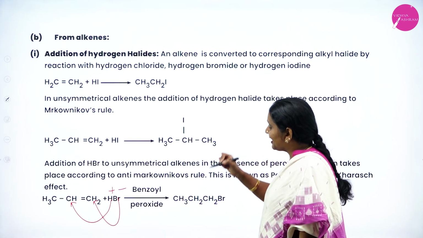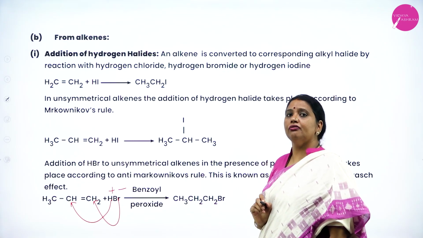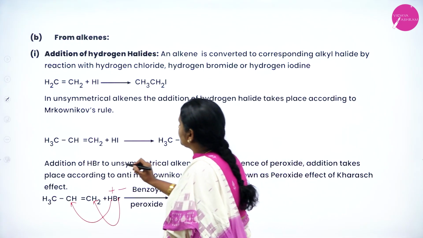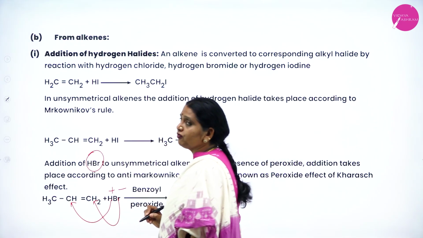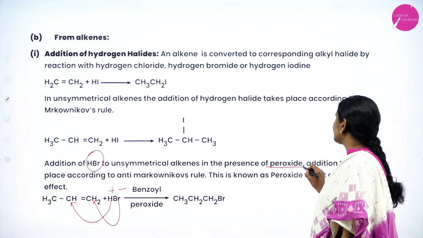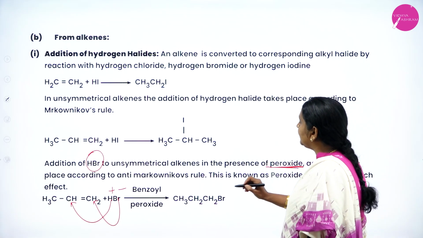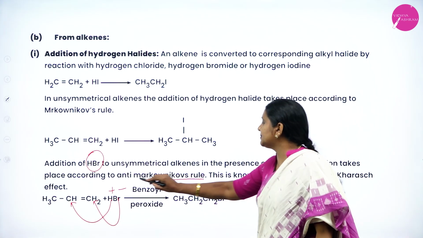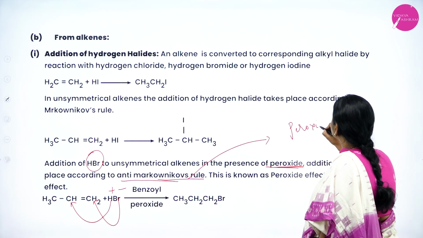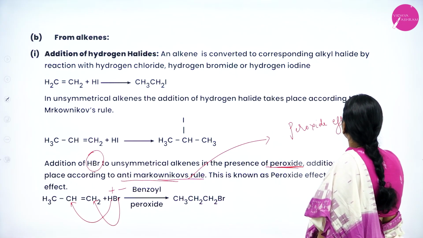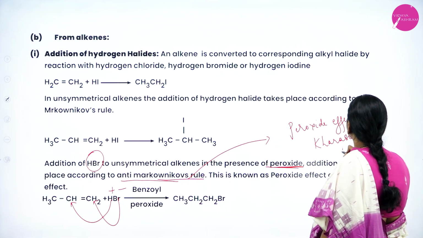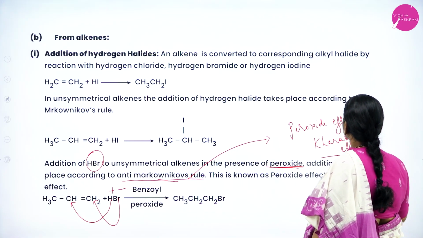It is completely against which rule? Markovnikov's rule. But this applies only for which one? Hydrogen bromide. It is not applicable for HCl and what? HI, and there is a requirement of peroxide as a catalyst. If addition takes place according to the anti-Markovnikov rule, this effect is called the peroxide effect. This effect is known as what? Peroxide effect or Kharasch effect. It is also called what? Kharasch effect.